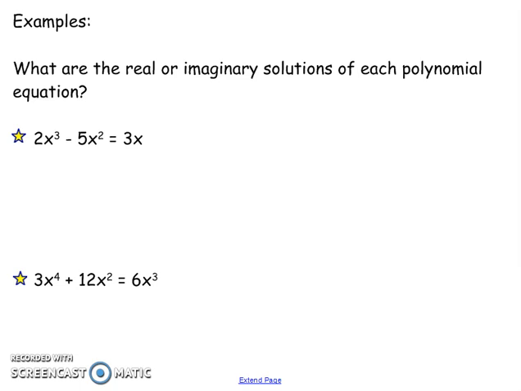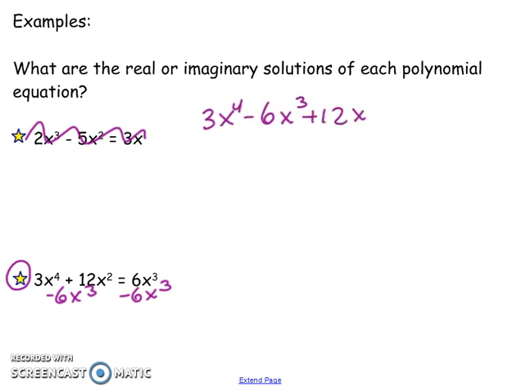Okay, so let's look at this last one again. So we'll look at the bottom one. Before you can solve anything, just like with quadratics, you have to set it equal to 0. So we have to move the 6x cubed by subtracting it. And make sure you put it in standard form. So 3x to the 4th goes first. Then I have minus 6x cubed. And then I have 12x squared equals 0.